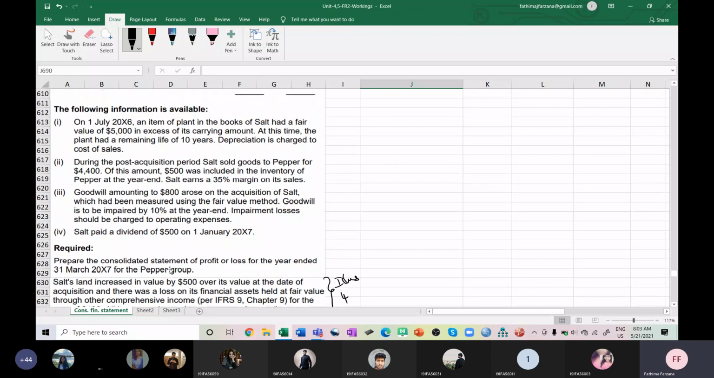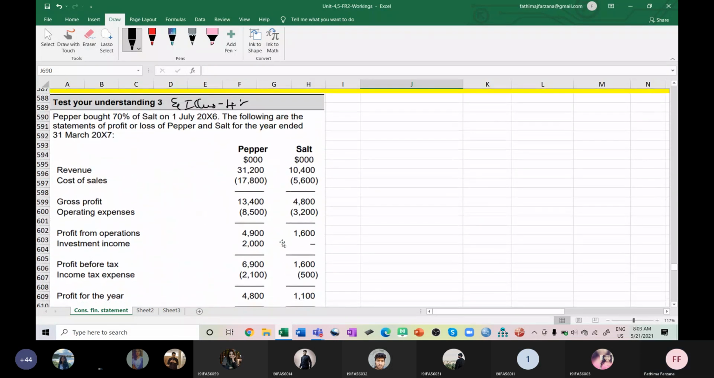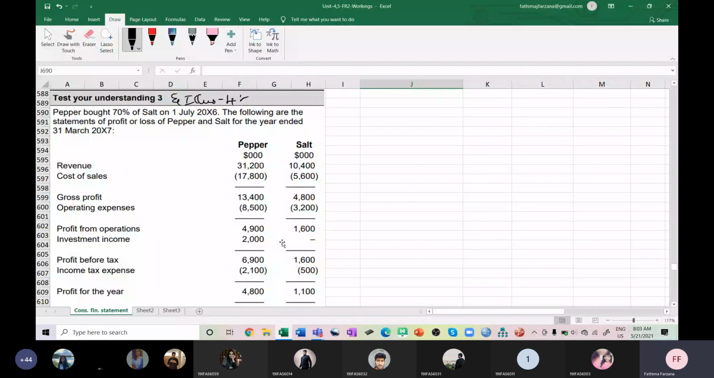So as per this problem, what is asked is you have to prepare the consolidated statement of profit or loss for the year ended 31st March 2007 for the Pepper Group. So the parent is Pepper and the subsidiary is Salt. The first one is Pepper bought 70% of Salt on 1st July 2006. Since you should be able to type or draw the diagram, instead I'll type it.